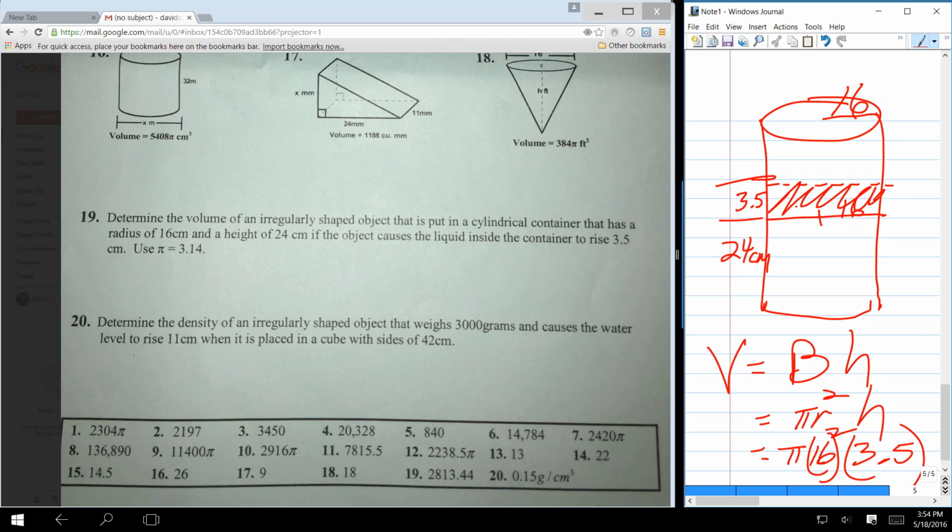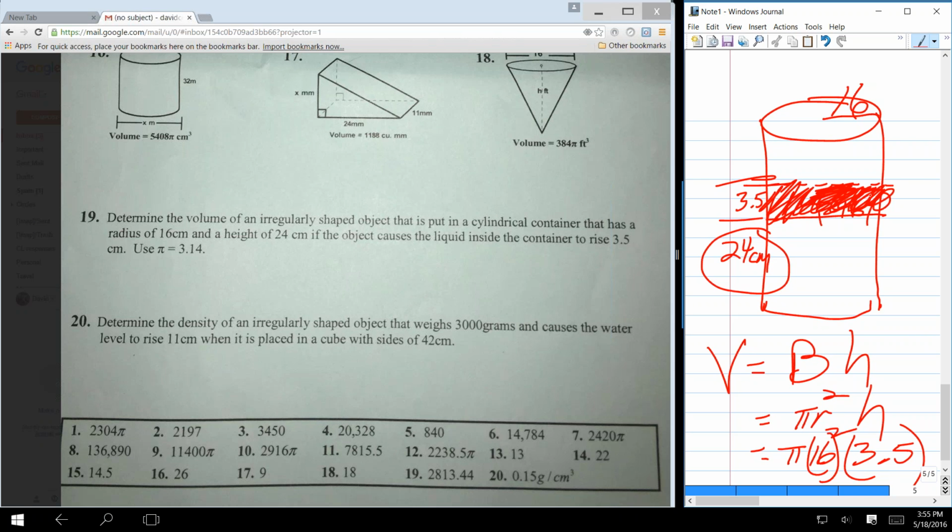In other words, the volume of the object is the same as the volume of that water. Notice that that water is its own cylinder. It's a cylinder that's 3.5 centimeters high and has a radius of 16. So this 24 is completely irrelevant. We do not need it. The hard way to do this problem would be to calculate the volume based on 24, then calculate the volume based on 27.5 height, subtract the two, and that would give you the volume of the shaded region. But there's no need to do it the hard way.